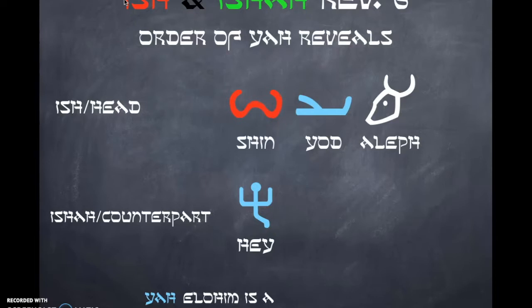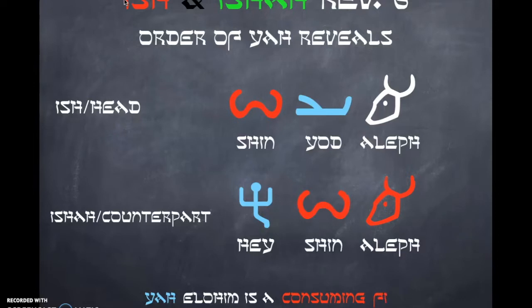Sheen can also mean consuming. Not only does it mean teeth, it can mean to destroy, or it can mean to be consumed or consuming. So Yah Elohim is a consuming. Now we have Aleph and we have Sheen. Fire. Yah Elohim is a consuming fire.